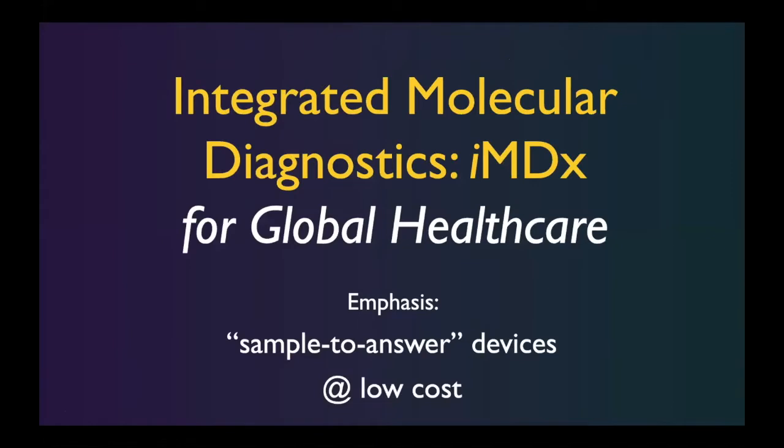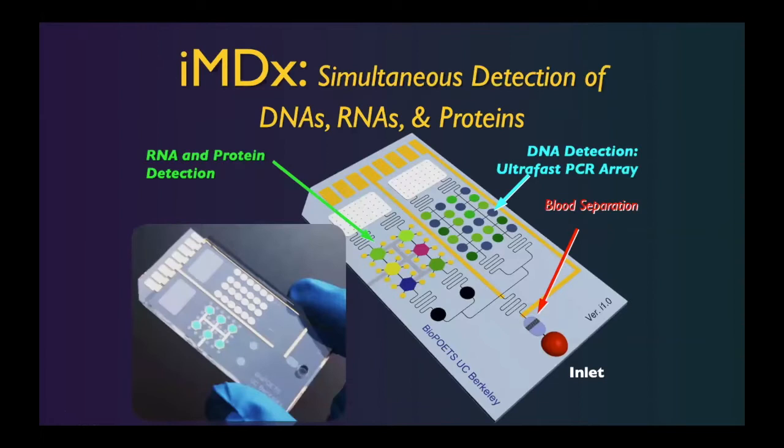And then the next one is integrated molecular diagnostic systems. It is relevant to current coronavirus defense, but we want to make a sample-to-answer device at low cost. Basically, we are shrinking the laboratory inside of the hospital. This chip allows you to drop the blood, and then we can separate it and do DNA, RNA, and protein detection simultaneously.